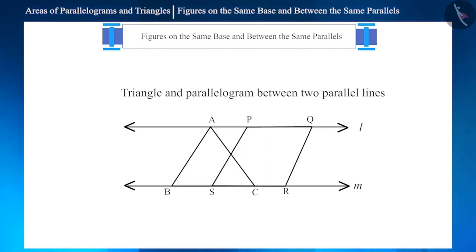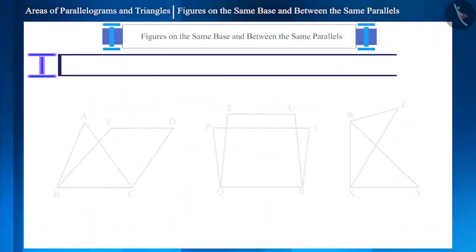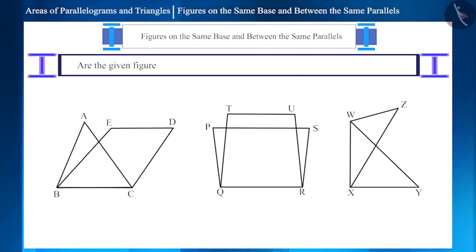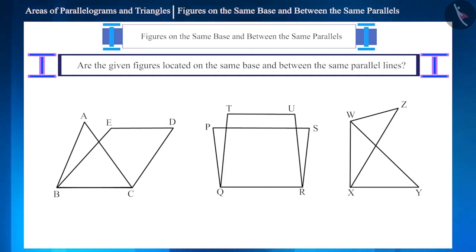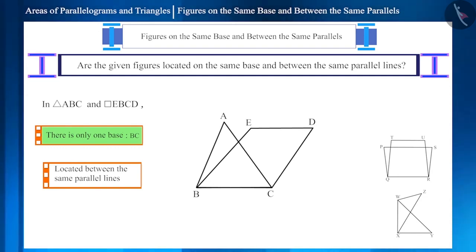Friends, with this understanding, let's move ahead and verify whether the figures on the screen are located on the same base and between the same parallel lines. In the first figure, in triangle ABC and parallelogram EBCD, side BC is the common side, or we can say that both the figures have the same base, which is BC. But these figures are not located between the same set of parallel lines.